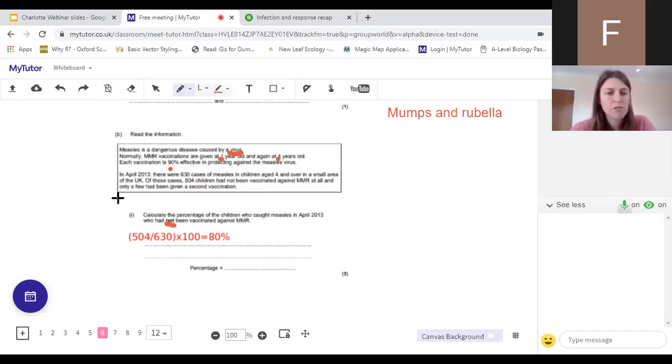Okay, so this is quite a lot of information in a short period of time, but we know we've got 630 cases. Of them, 504 had not been vaccinated. So we always do the smaller number divided by the bigger number. So 504 out of 630 cases, 504 divided by 630, and then times that answer by 100 to take us to the percentage. So that gives us the proportion, and then timesing by 100 gives us the percentage. It's 80%.